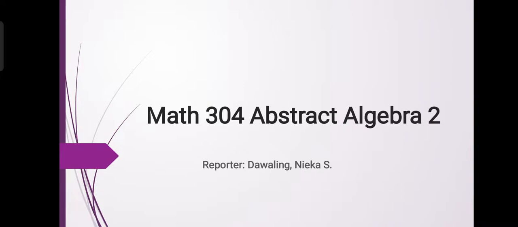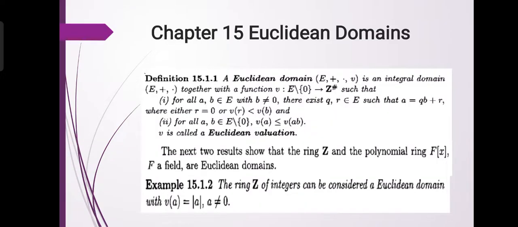So, this is the Math 304 Abstract Algebra 2 and I am Nika Isdawaling, today's reporter. My topic for today is all about Chapter 15, which is the Euclidean domains.